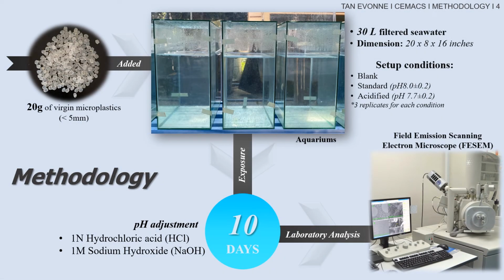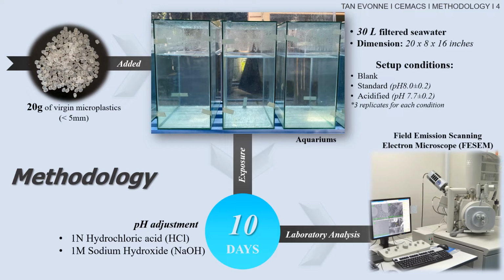In this study, we set up glass aquariums with two different conditions. A standard condition, which reflects the current ocean pH, and an acidified one, that is the projection from the Intergovernmental Panel on Climate Change, the IPCC, where they projected that the ocean pH will drop 0.3 to 0.4 by 2100.